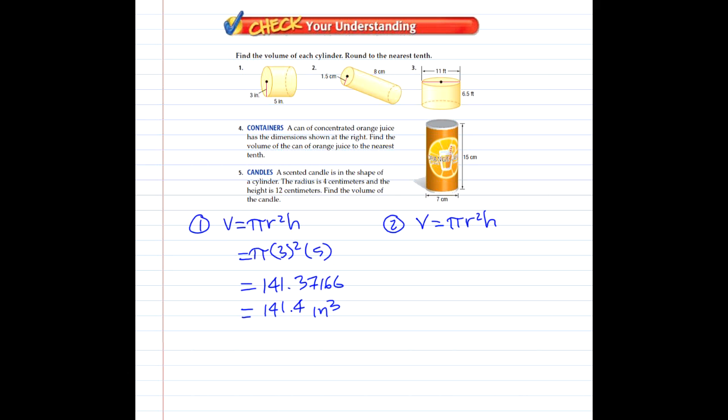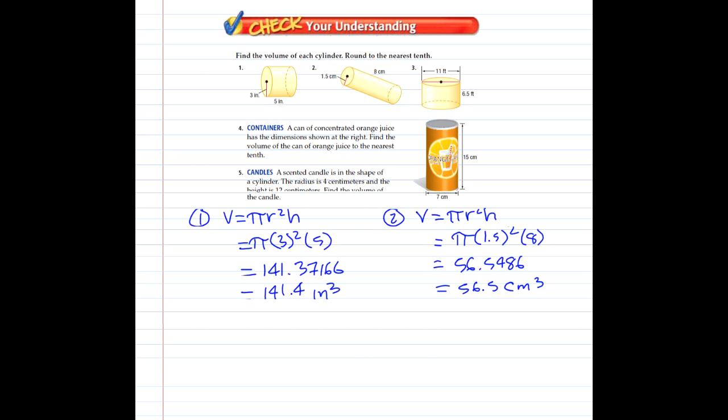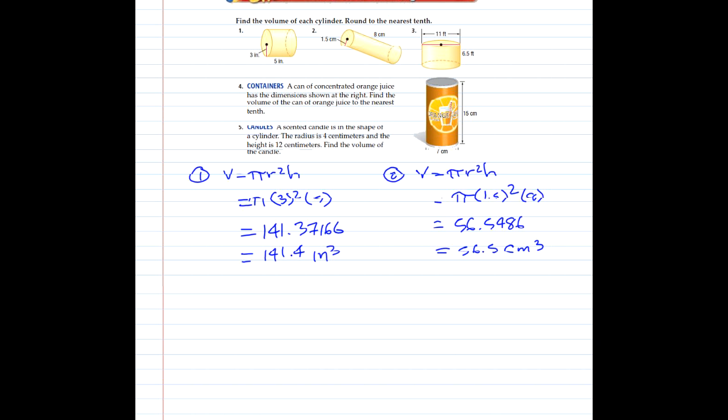Number 2, again, radius given, volume equals pi r squared, area of the base, times the height. Pi times 1.5 squared times the height, which is 8, gives me a volume of 56.5486 approximately, which I'm going to round to 56.5 in this case, centimeters cubed.